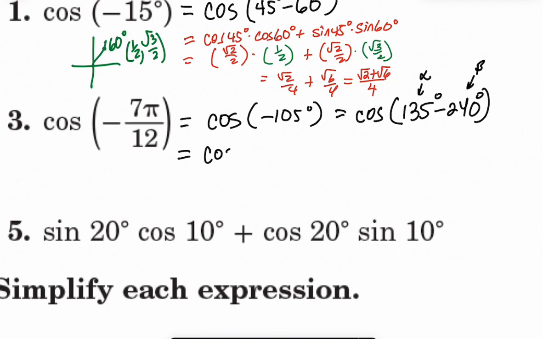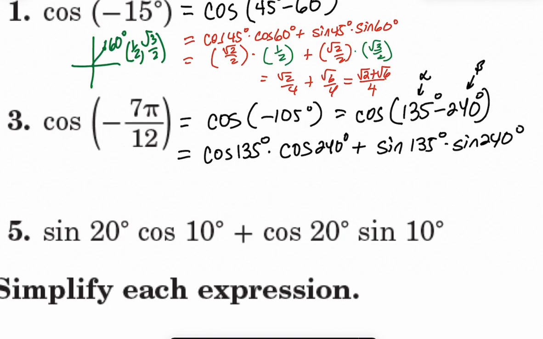So it's going to be the cosine of 135 times the cosine of 240 plus the sine of 135 times the sine of 240. Okay. Now this one has forced us to get out of our first quadrant, unfortunately. And so instead we have to use things in our first and in our second and third quadrant. Okay, so let's do 135.